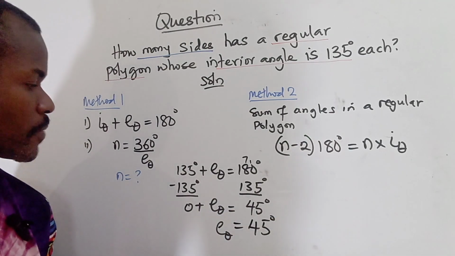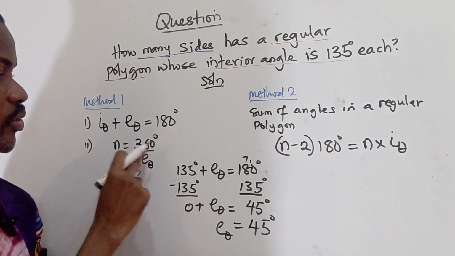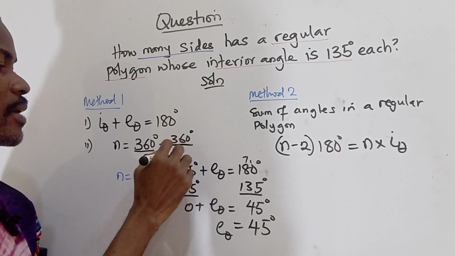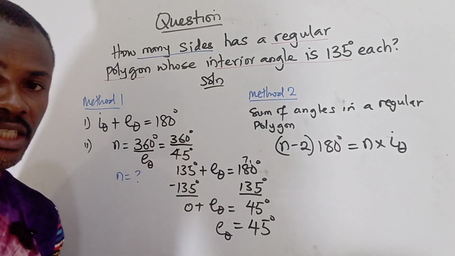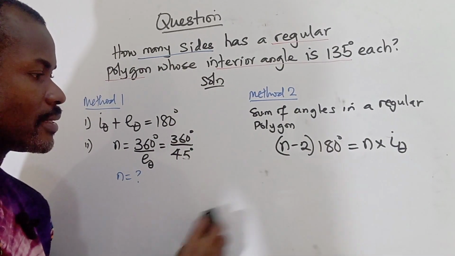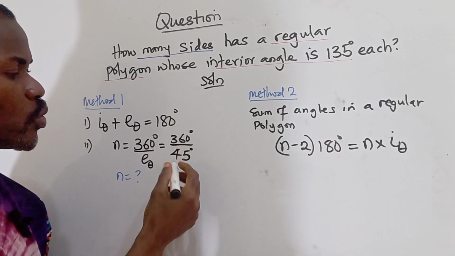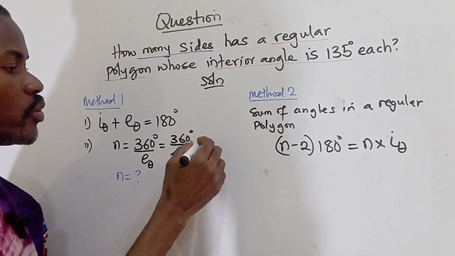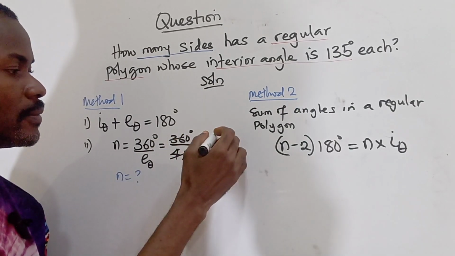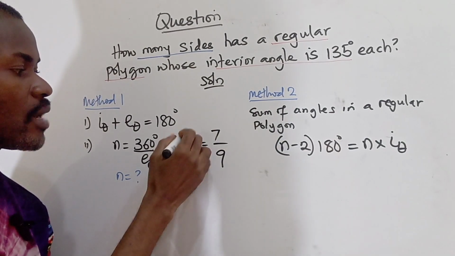45 degrees. Now, having gotten this, we can get the number of sides using this relationship, which will give us 360 degrees divided by 45 degrees. So let's see what the number of sides is going to be if we divide these two. I can see that 5 into 36 goes 7 times, which is 35, remainder 1.